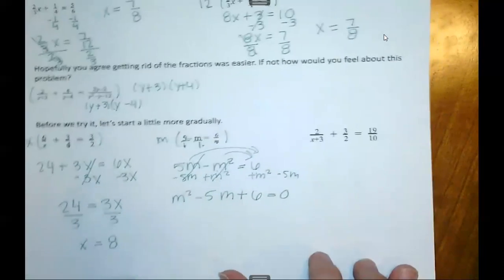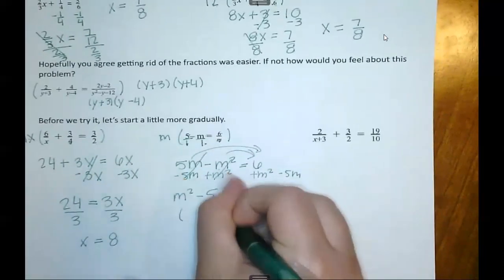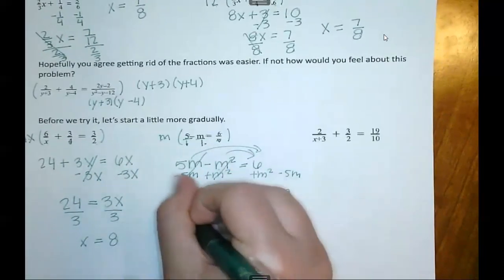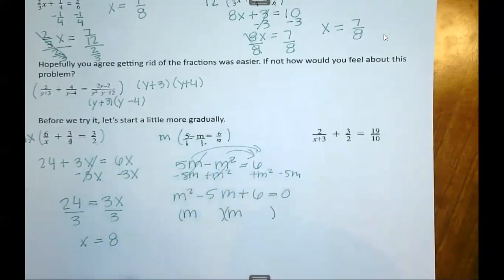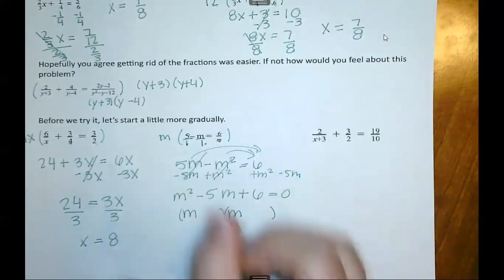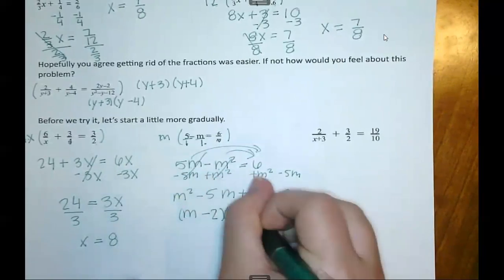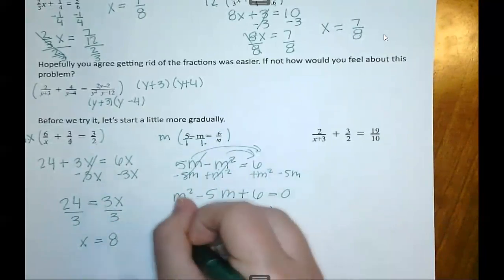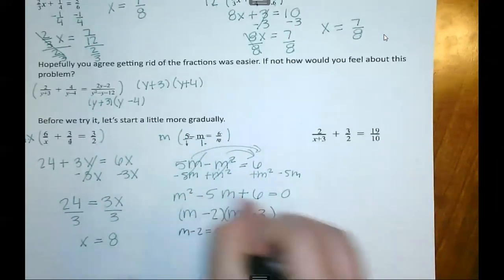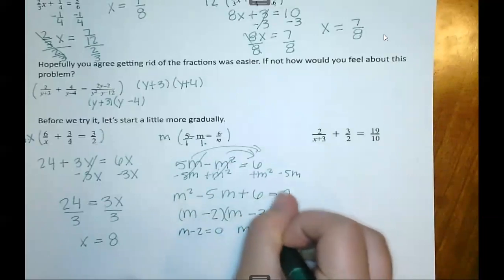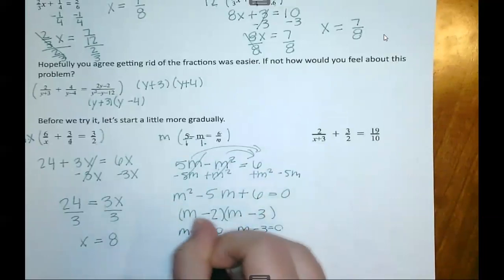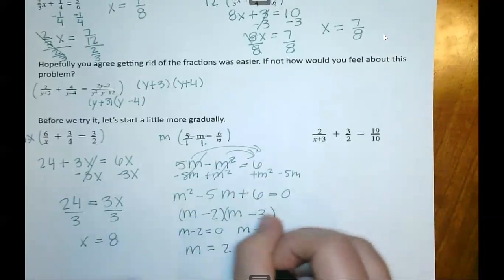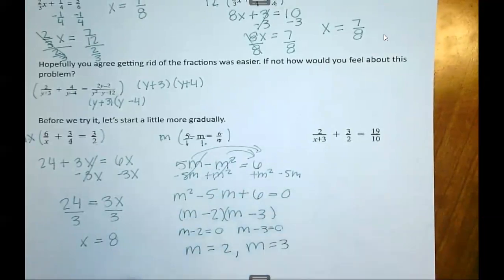All right, so now I could factor this. So I'd have m and m. What multiplies to give me 6 and adds to give me negative 5? That would be negative 2 and negative 3. And remember, if you want to see what those really are, you take what's in your parenthesis and set it equal to 0, and I would end up with m equals 2 and m equals 3.